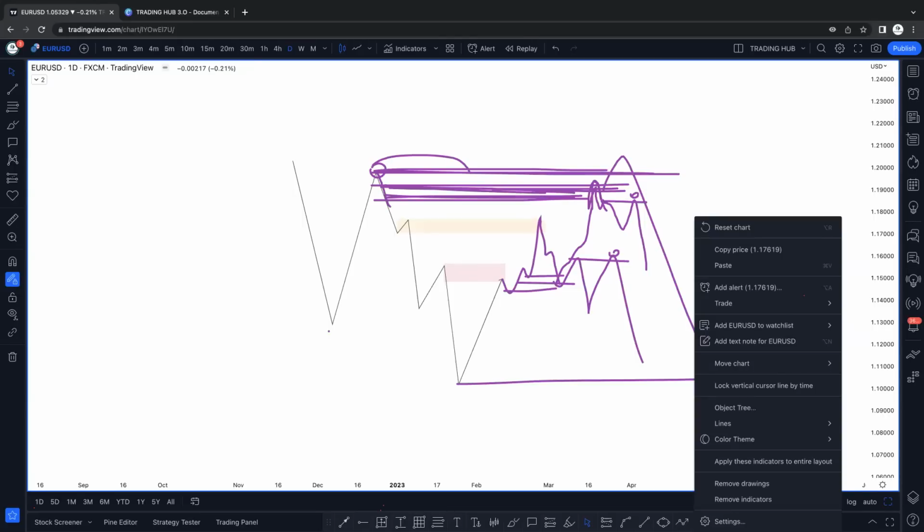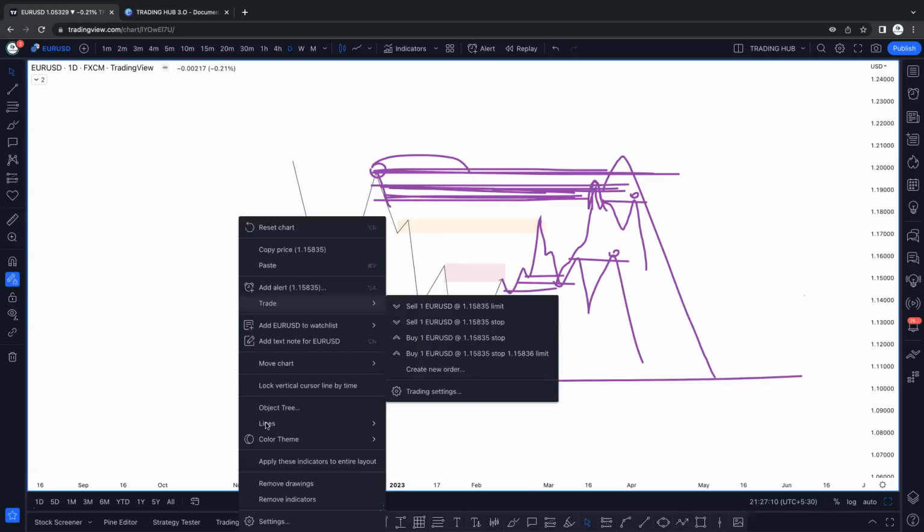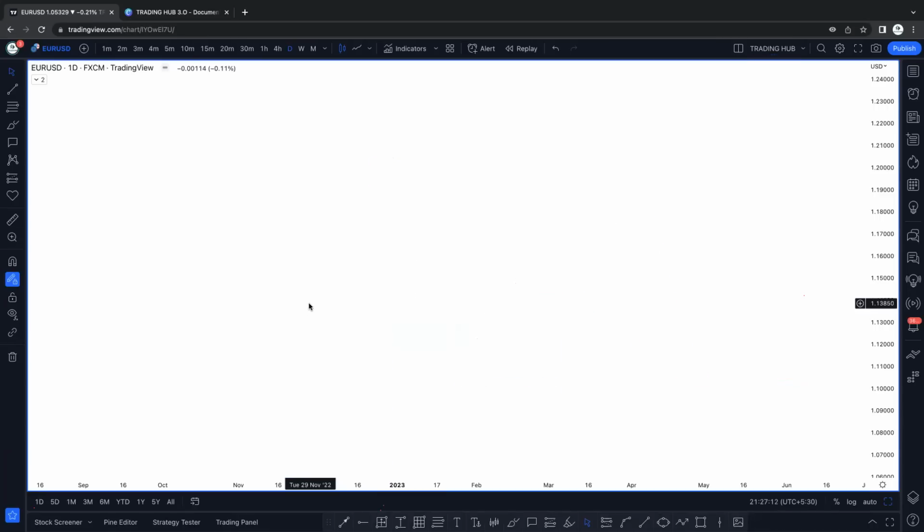Hi, Mr. Gan. Thanks for the space. I have a specific question about entries on the M1 chart when we use the sweep of the previous candle high, for example. My question is, where can I start searching for that type of entry?